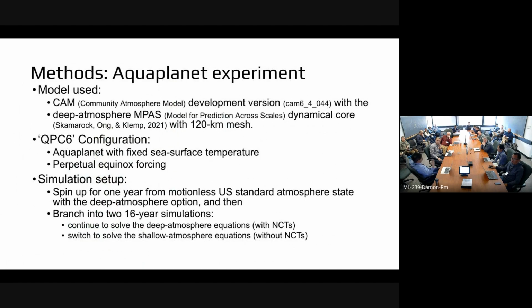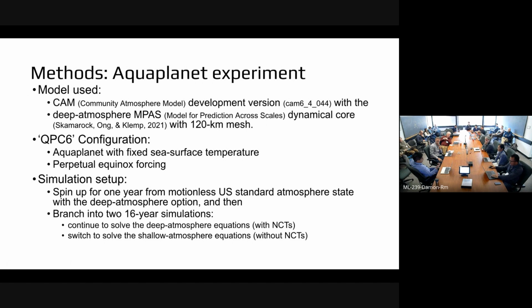And how do I verify this? This is not going to happen in my linear model with prescribed heat source. So I have put the non-traditional Coriolis terms into the MPAS model and used that MPAS dynamical core to drive the CAM model. For simplicity, I run the aquaplanet simulation with the QPC6 configuration, that is perpetual equinox forcing and fixed sea surface temperature.